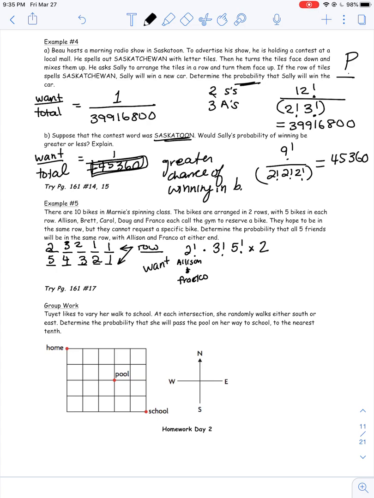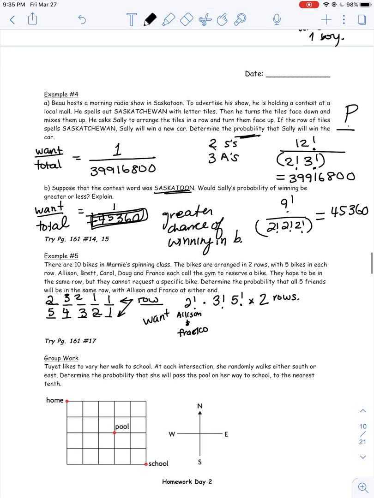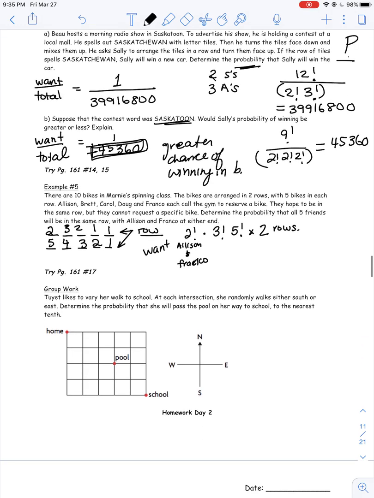And finally, they could go in this row or this row. So we're going to have to multiply this whole answer by 2 because there are 2 rows. So this is our want here that we're creating. So we would put that into your calculator. 2 factorial times 3.